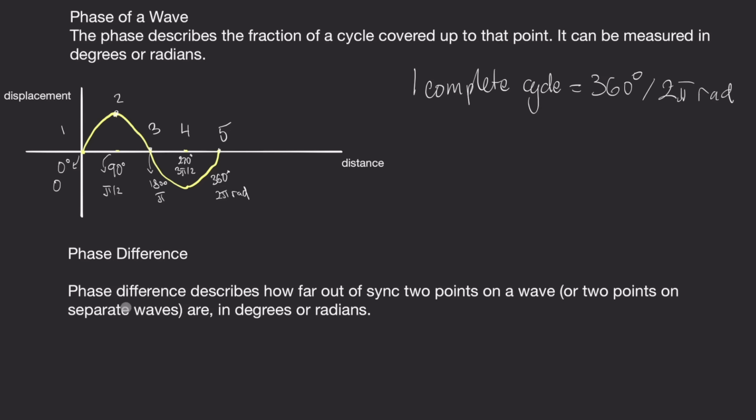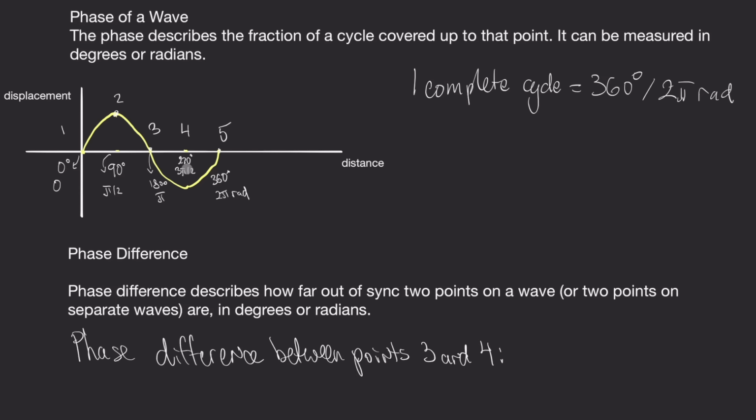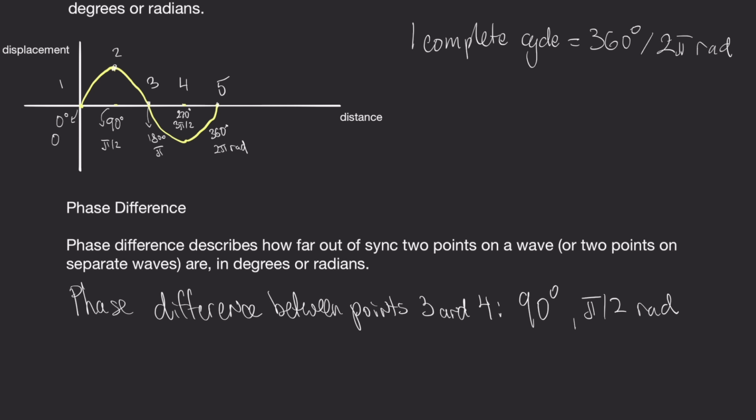Now, a phase difference describes how far out of sync 2 points on a wave or 2 points on separate waves are in degrees or radians. For instance, the phase difference between, let's take points 3 and 4. So to go from here to here, I just need to go up with 90 degrees, which is also pi over 2 radians. Let's do one more. I don't know, shall we just say points 1 and points 3? Well, the phase difference between them is simply 180 degrees, which can also be expressed as pi radians.